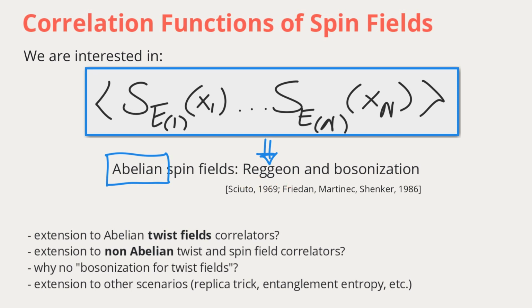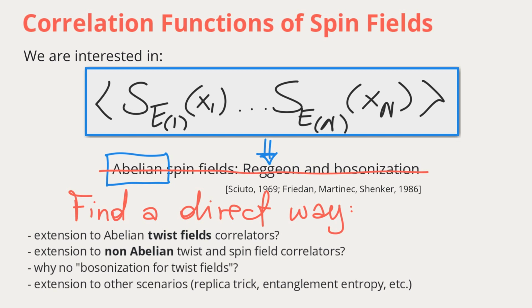The first one, also in chronological order, is the reggeon vertex, a very old approach, and the bosonization procedure, which up to today is the state of the art. We do not intend to replace them completely, but we may be interested in going back to the problem and try to find a more direct way to compute these amplitudes. This is because we may be interested in extending the procedure to abelian twist field correlators, as well as to non-abelian twist and spin field correlators, for which there is no established procedures up to date.